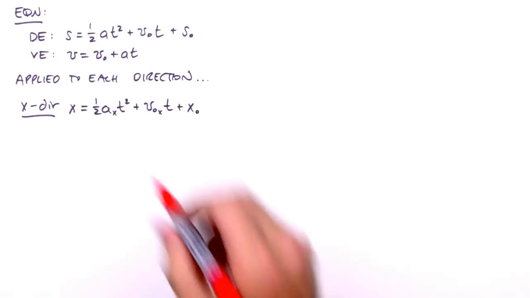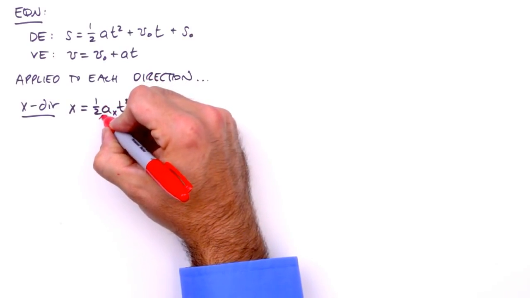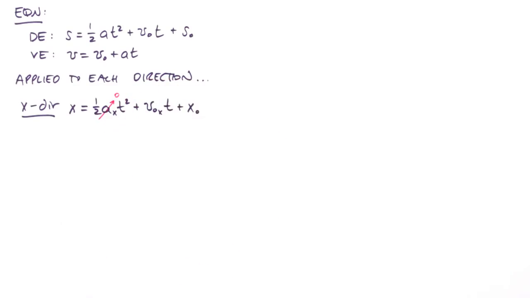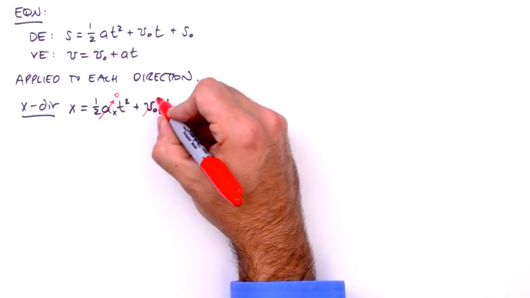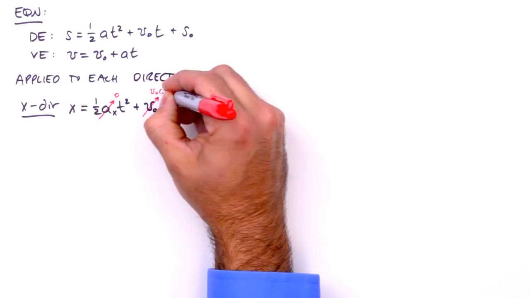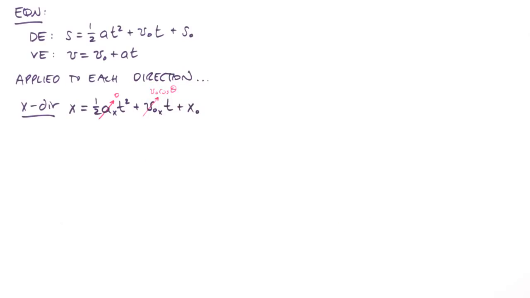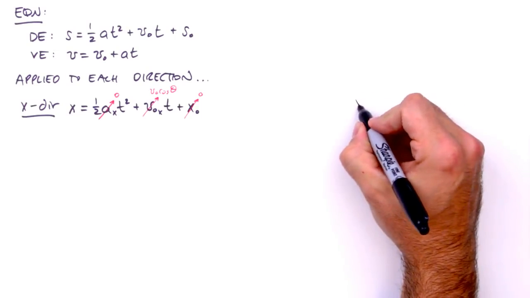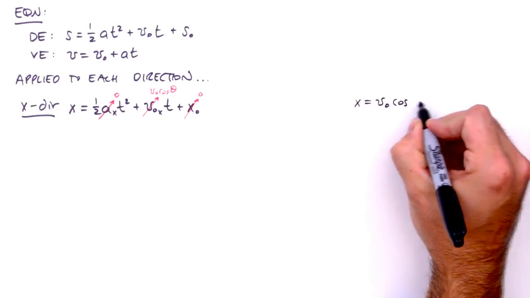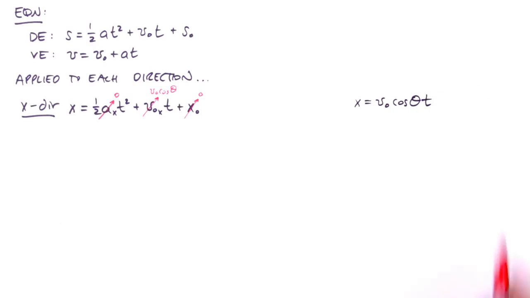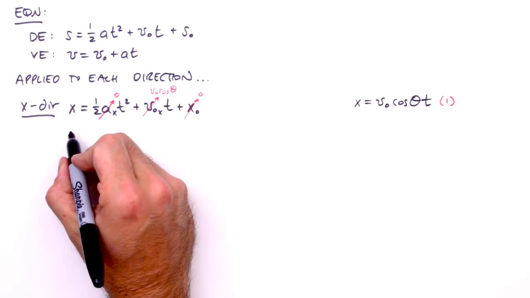A projectile's horizontal motion is unaccelerated, so we can set a sub x to 0. We've defined v sub o sub x as v sub o cosine theta, and x sub o is 0. So the displacement equation in the x direction simplifies to x equals v sub o cosine theta t. We'll label this equation 1 and set it aside for now.